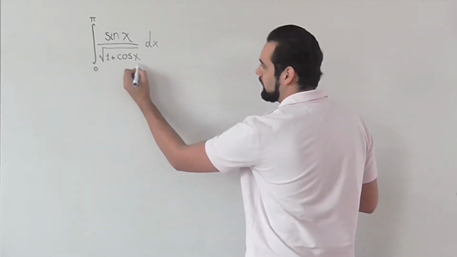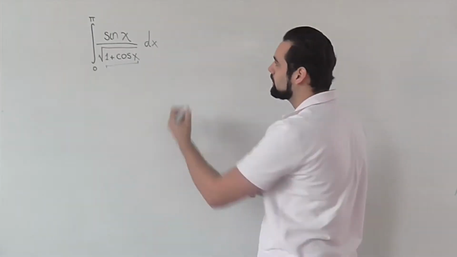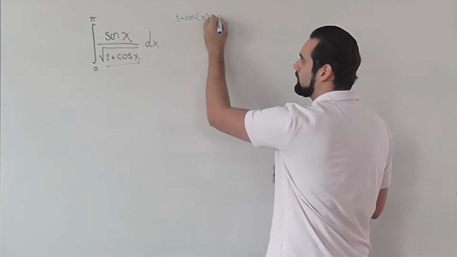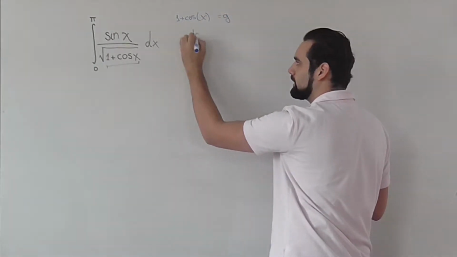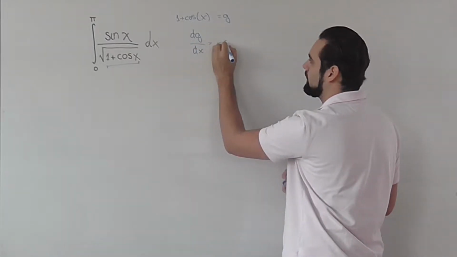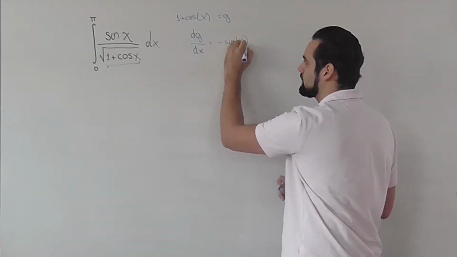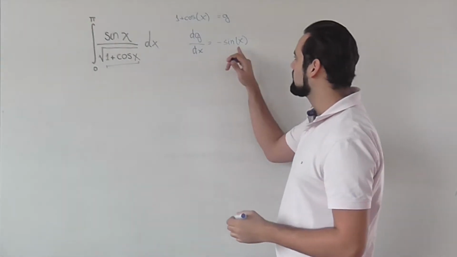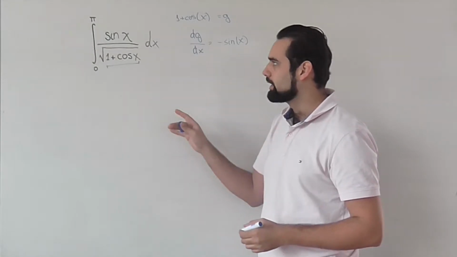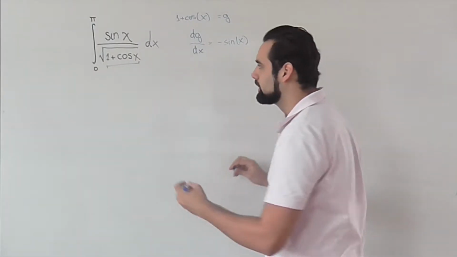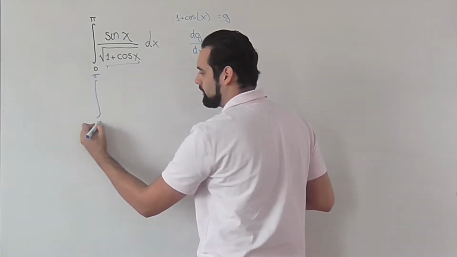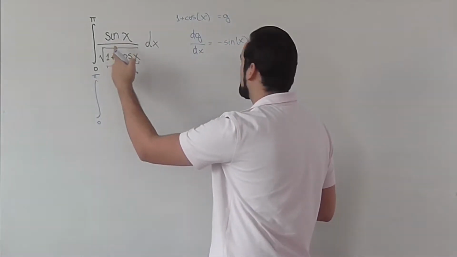If we take the inner part of this square root, 1 plus the cosine of x, and we call it g, and we differentiate this g, then we can see that it will end up being minus sine of x. And this is a very similar structure to this one over here, so we can vastly simplify the way the integral looks.